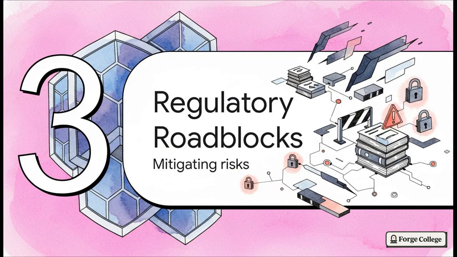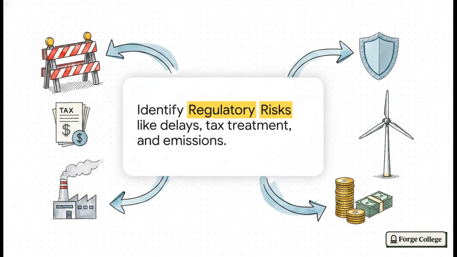Okay, Section 3, navigating regulatory roadblocks. Because even the most brilliant engineering blueprint needs some deflector shields. The absolutely crucial point here is that simply identifying a risk isn't enough. You've got to explicitly map it to a solution. We're looking at risks like permitting delays, nasty tax surprises, and strict emissions reporting.